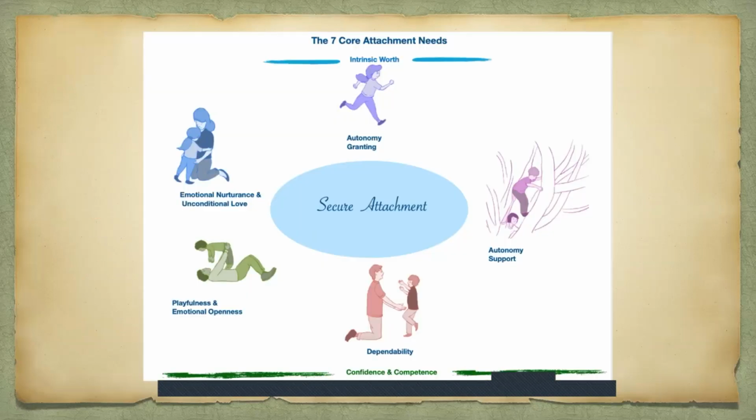Yeah, I just want to say that in terms of the idea of 7 core attachment needs, to the left, there's connection. To the right, there's autonomy. Autonomy granting is exploration, dependability, playfulness, emotional openness. One of the things I wanted to highlight in the graph is that secure attachment isn't just about connection on the left side. It's equally about supporting autonomy, because if the child feels connected but not supported in terms of autonomy, their sense of secure attachment gets diminished. And so it's all of these things feeding into a secure attachment.